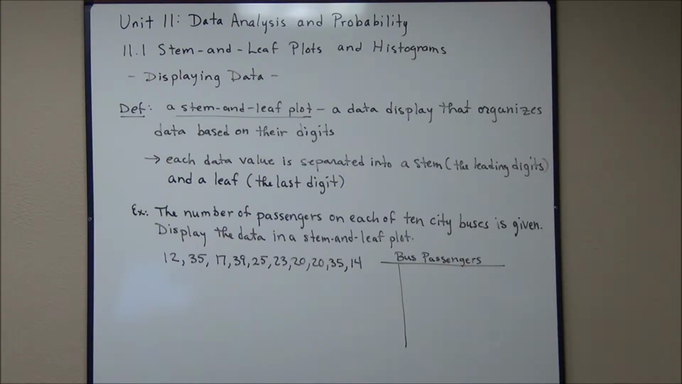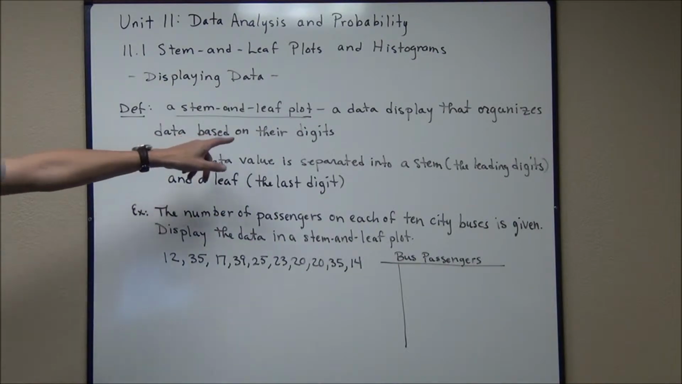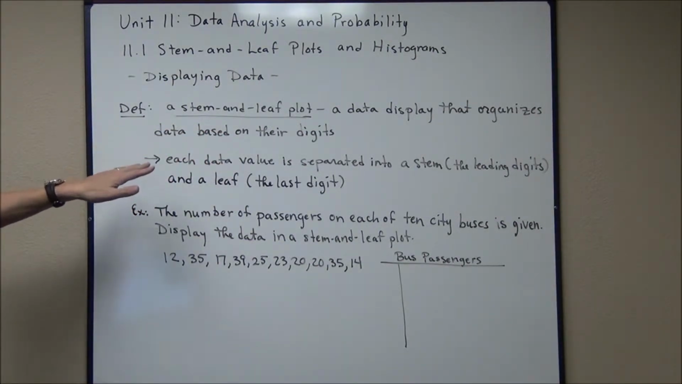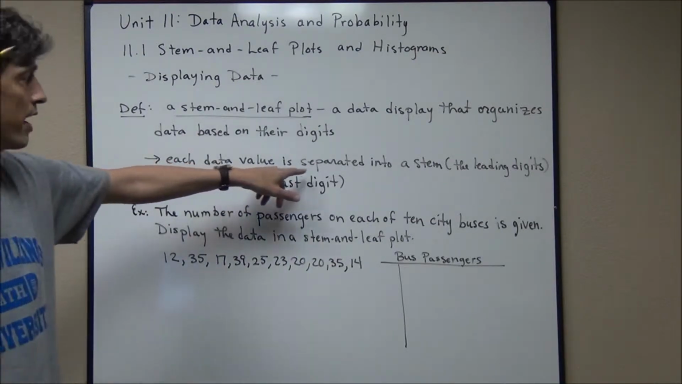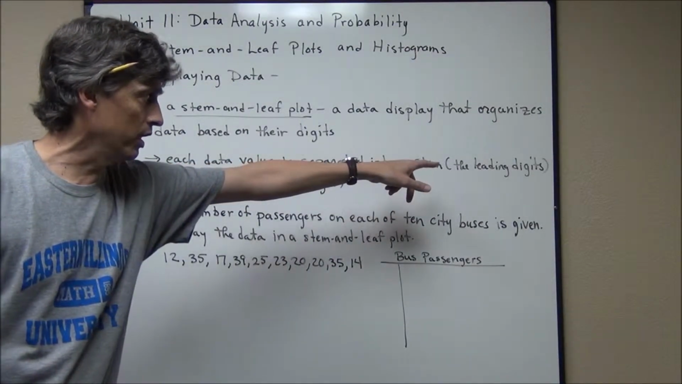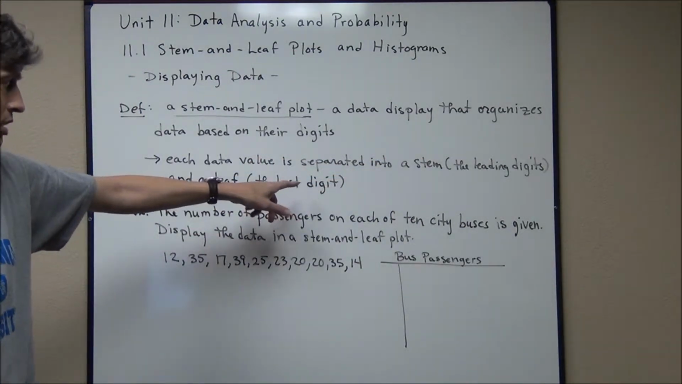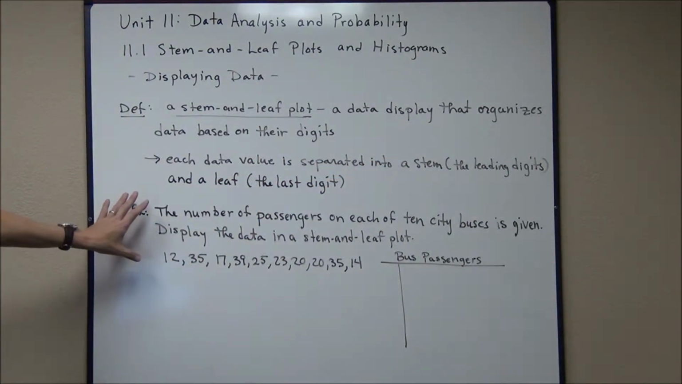We're going to start off with the stem and leaf plot. The definition is kind of weak here. It says a stem and leaf plot is a data display that organizes data based on their digits. We break the numbers down into what we call stems and leaves. Each data value is separated into a stem, which are the leading digit or digits, and a leaf, which is always the last digit. And I'm going to do an example to show you.